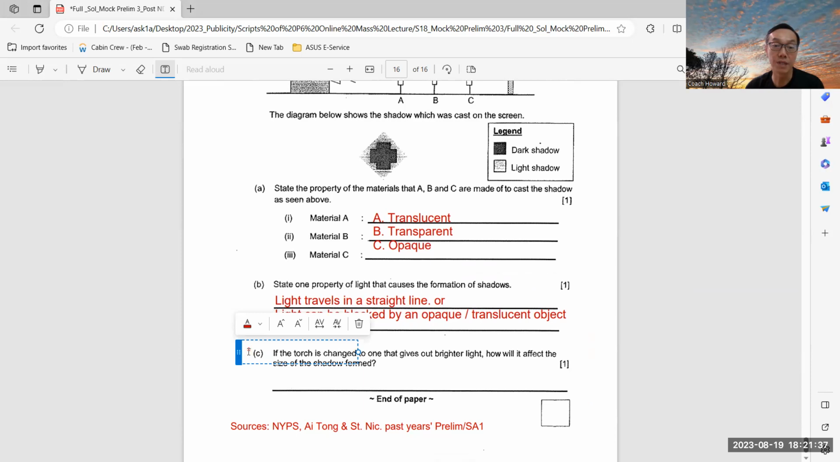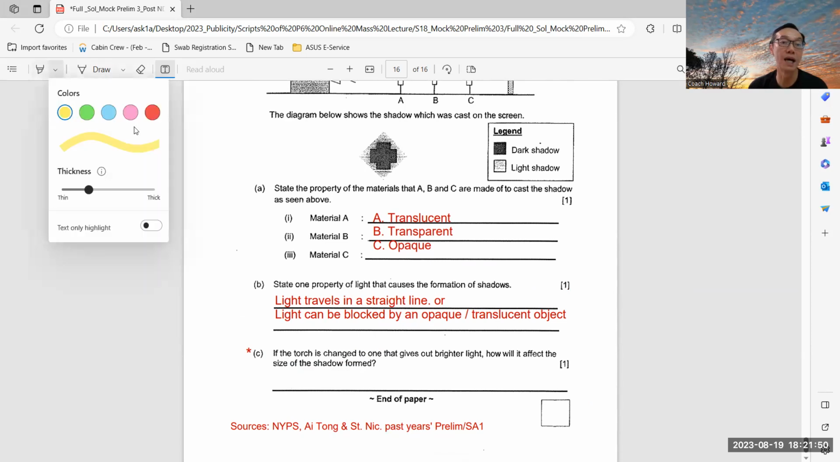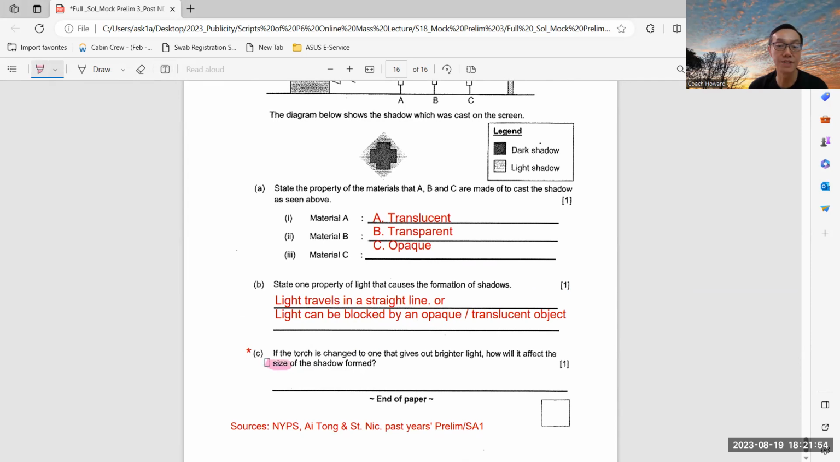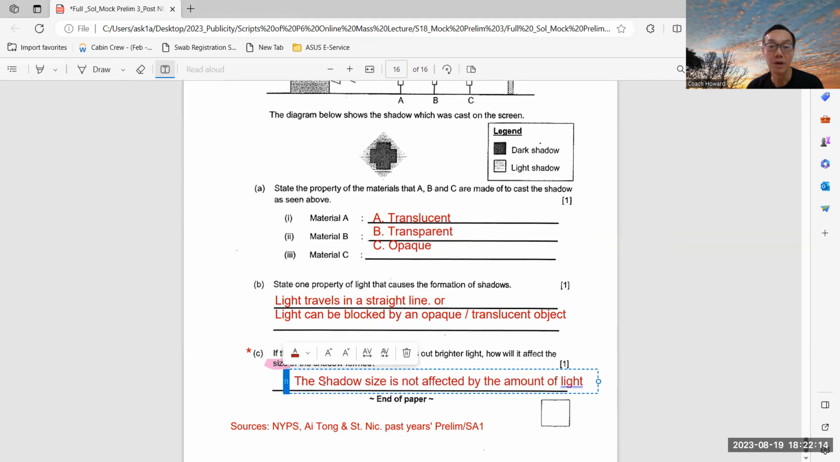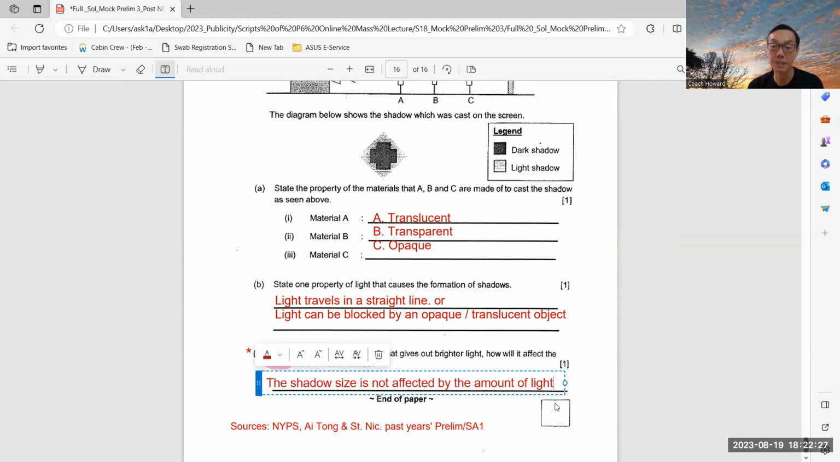The last one is a tricky one. I'll put a star here, because many students get scammed by this question. They say, if the torch is changed to one that gives out brighter light, that means greater light intensity, how will it affect the size of the shadow? Highlight this part: the size of the shadow. Actually, the size is not affected by light intensity. Understand? So this part, don't be scammed. The shadow size is not affected by the light intensity.